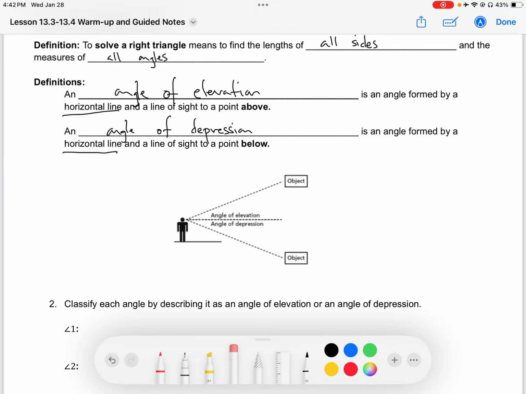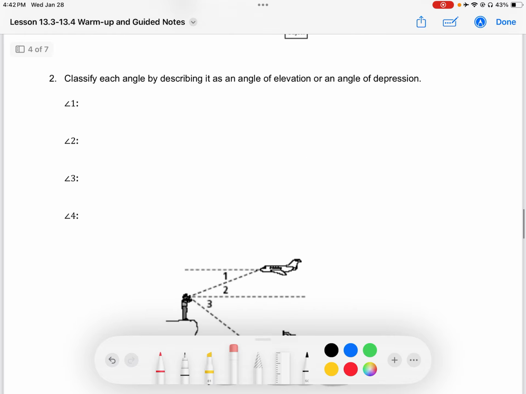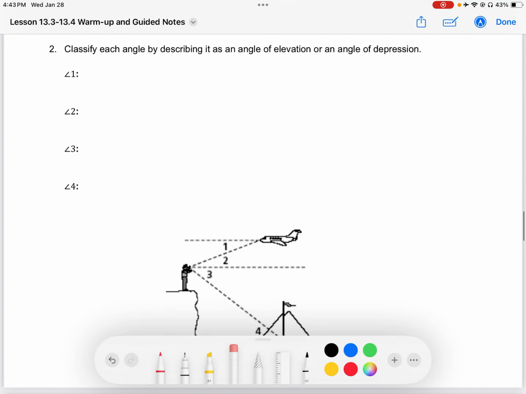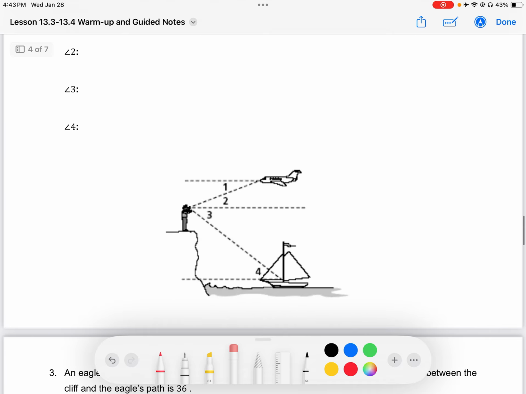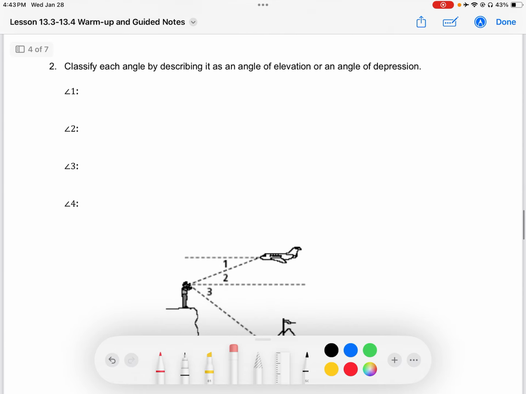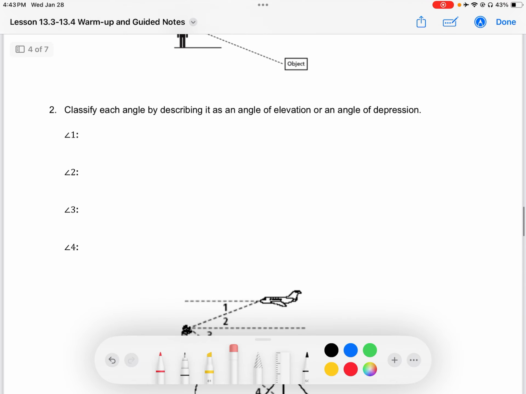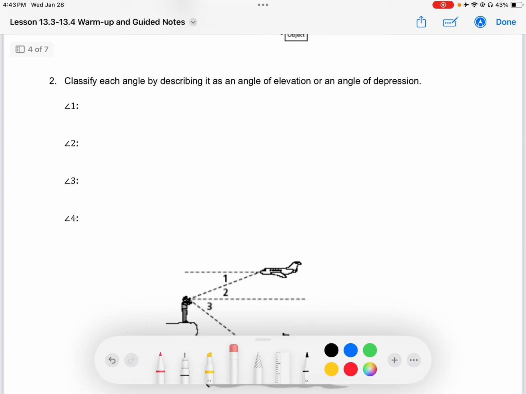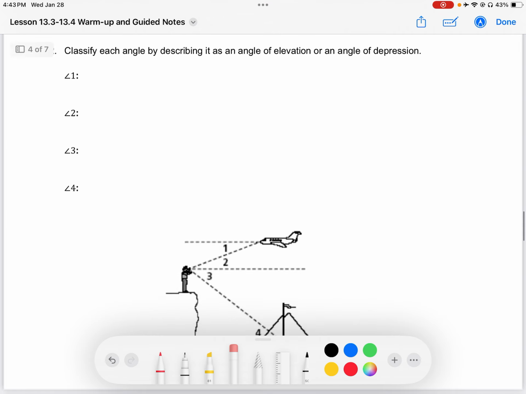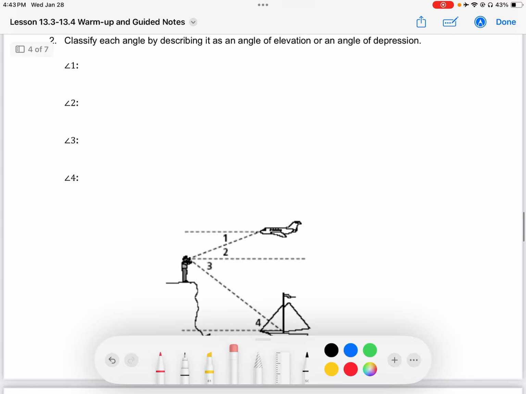Okay. So coming down here, classify each angle by describing it as an angle of elevation or an angle of depression. I would encourage you to look at this picture, maybe pause the video and try on your own first. Decide, am I measuring from the horizontal down, or am I measuring from the horizontal up, or am I not measuring from the horizontal? In which case, it would not be an angle of elevation or depression. So hopefully you've already tried these. If not, again, I would pause and write down your thoughts before you watch the video.